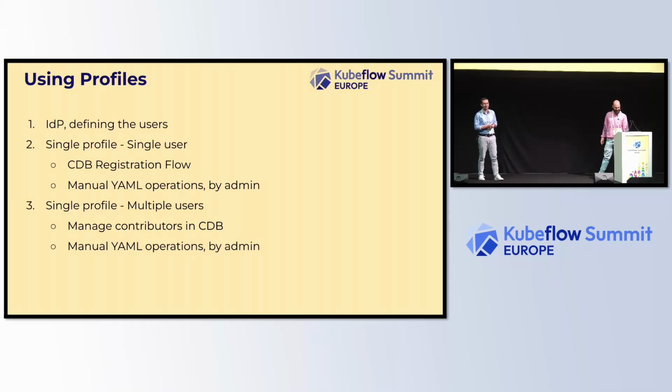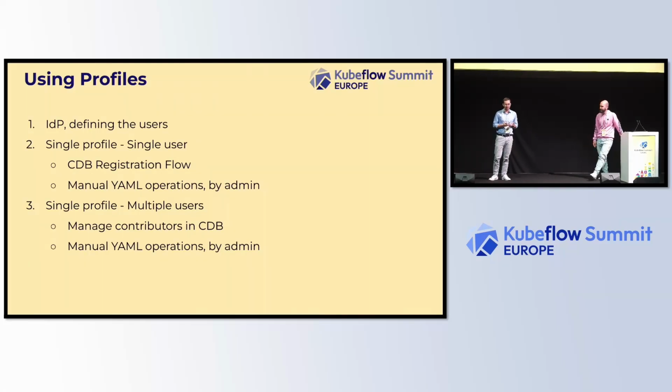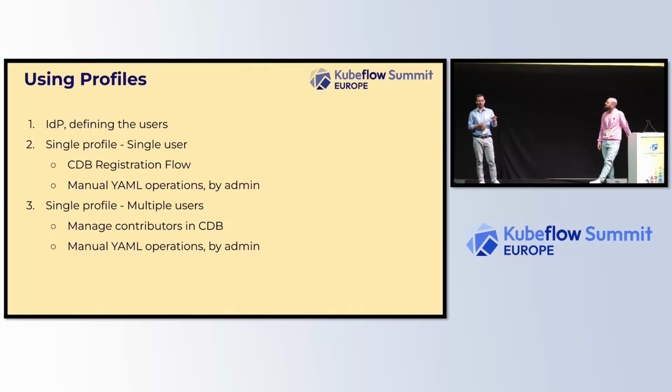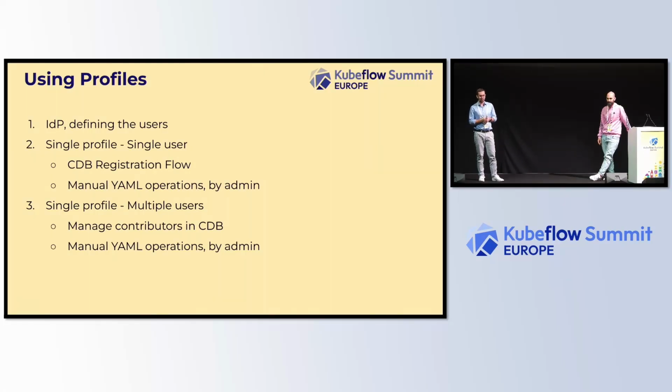OK, so we're always starting with the identity provider, and this defines what users should exist in the cluster. We have a single case where we want to map each profile to a single user. Here we have two options. The first one is a simple registration flow that is triggered in the central dashboard when Kubeflow detects that there isn't a namespace currently. Note that some companies do not actually want to do this because this is a self-serving process, so this means that this is done by users themselves.